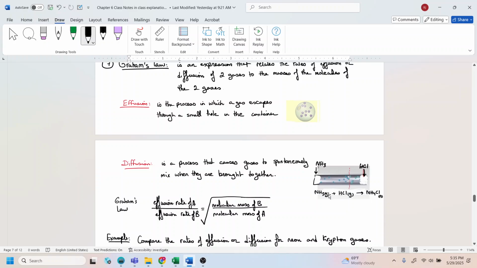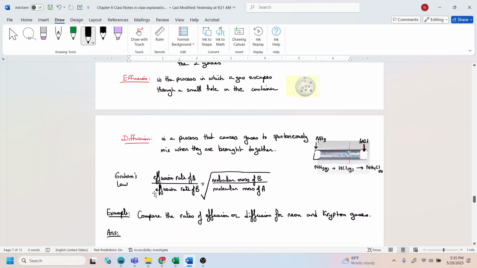Once they meet, they're going to undergo a chemical reaction. This is a combination reaction where ammonia reacts with HCl gas, and you're going to get a white solid that you're going to see as a white line on the tube, which is ammonium chloride. That process is called diffusion. It's when those two gases spontaneously travel and mix together when they are brought together.